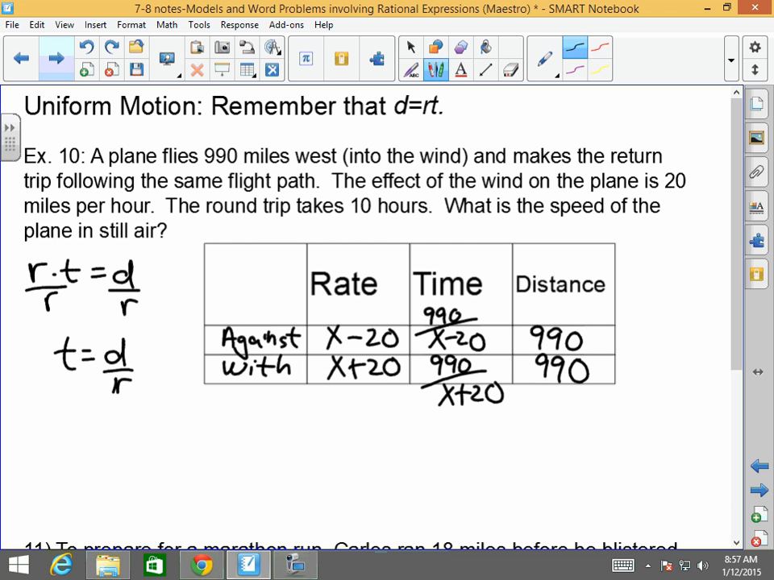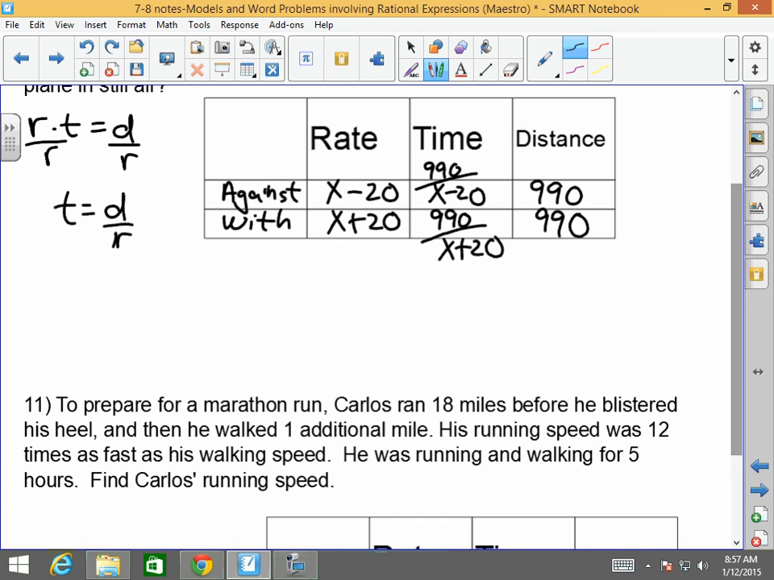Now we use the fact that the round trip took me 10 hours. But before I go there, does everyone see what I did here? You promise? Okay, my brothers. So now, here's where the math comes in. I've got 990 over x minus 20. That's the time it took against the wind, plus 990 over x plus 20. That's the time it took with the wind, equals a total round trip of 10 hours. Does everyone see that? Now we have rational equations.